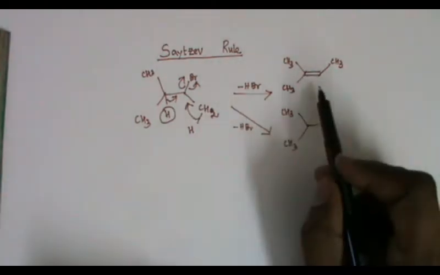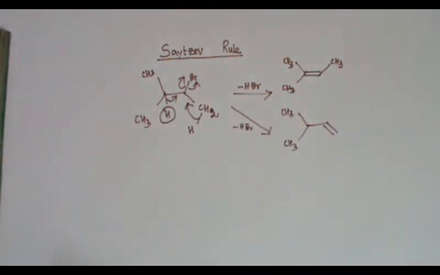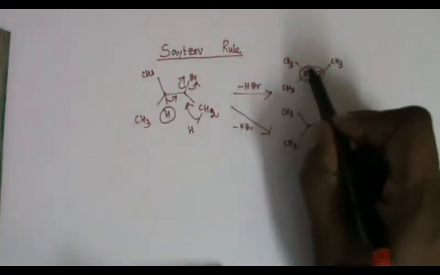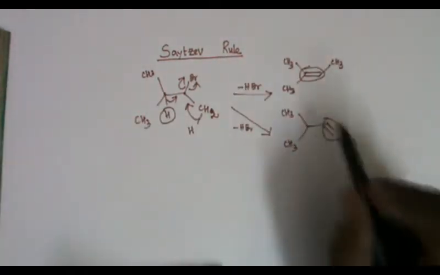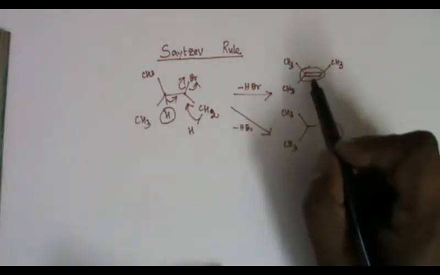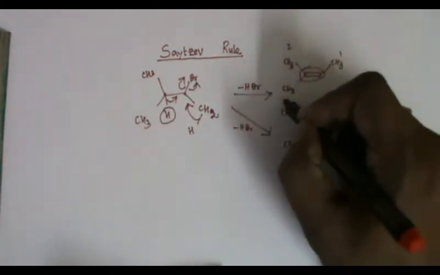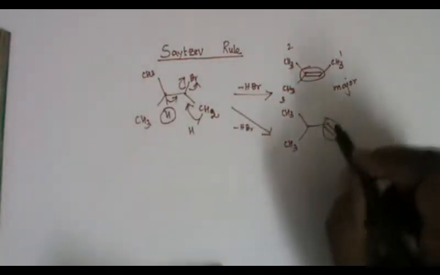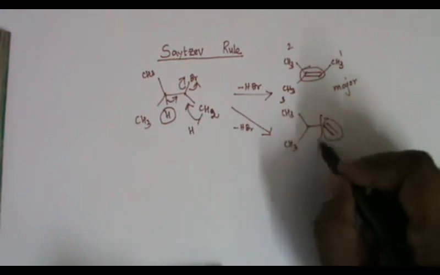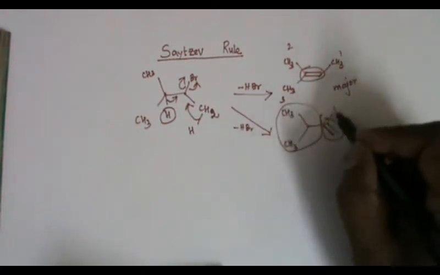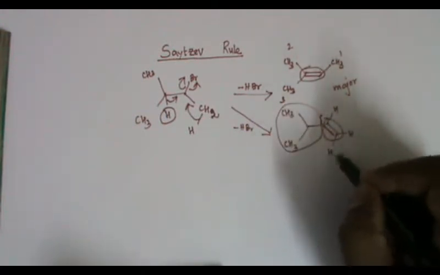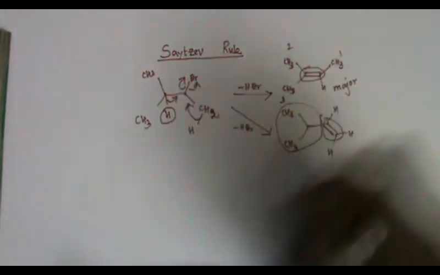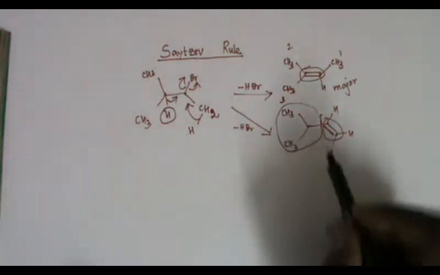The olefin which has more substituents will be the major. Let us consider this olefin and this. This has 3 substituents, 1, 2, 3. So this will be the major product. Here there is only one substituent. Remaining there are 3 hydrogens as such. Here only one hydrogen is there. So this will be minor.